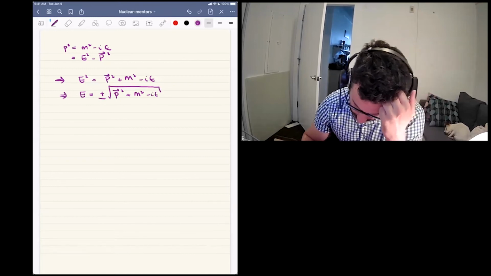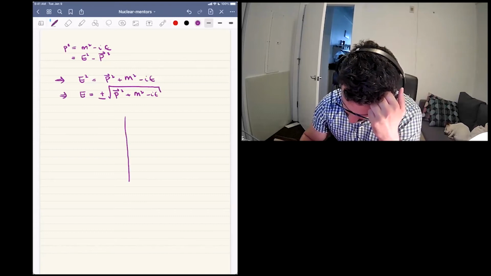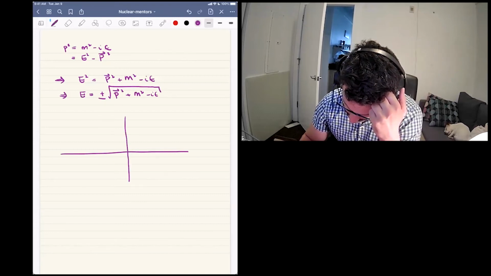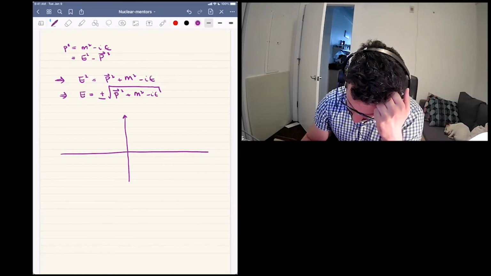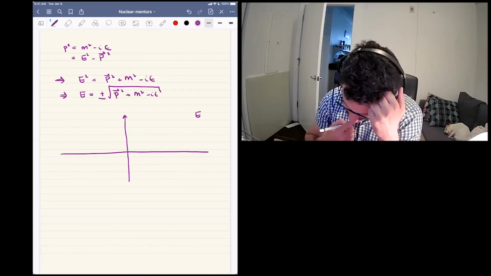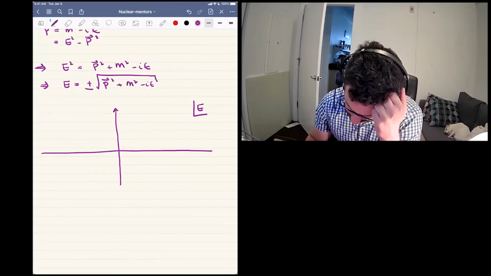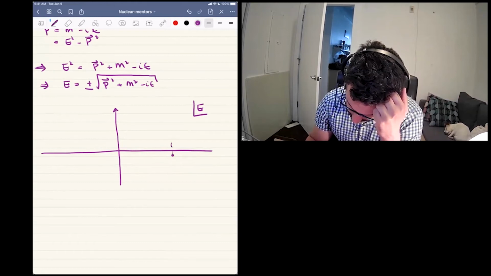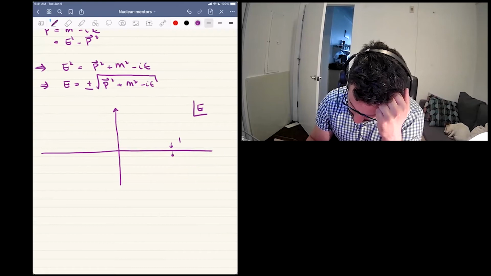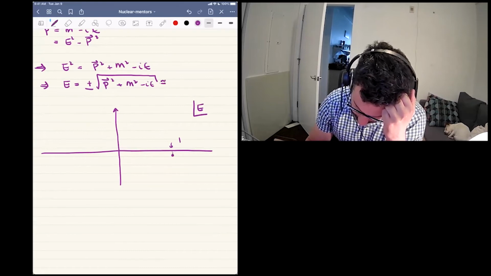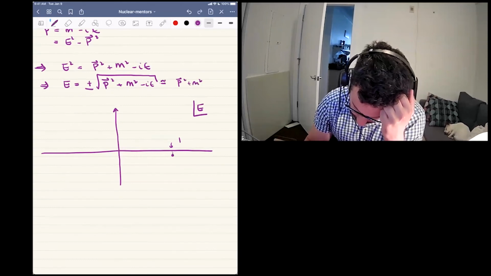The positive solutions are associated with particles. And so what this does is I can look at the energy plane. And so I'll have a particle that has an energy equal to, I can Taylor expand this, the square root of p squared plus m squared, plus or minus.